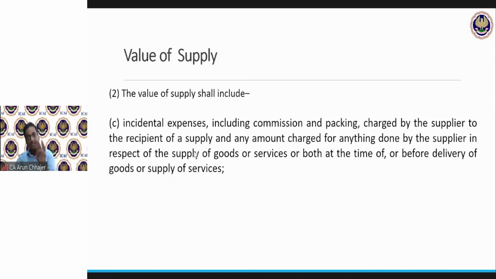See, always check 3 points. Whether it is the responsibility of the supplier or the recipient? You will give the answer, no sir. This time, it is the responsibility of the recipient. Whether it has been reduced from the price? No, sir. Whatever price is fixed, he is raising the invoice of that amount. Then there is no question. Clause B will come into the picture.